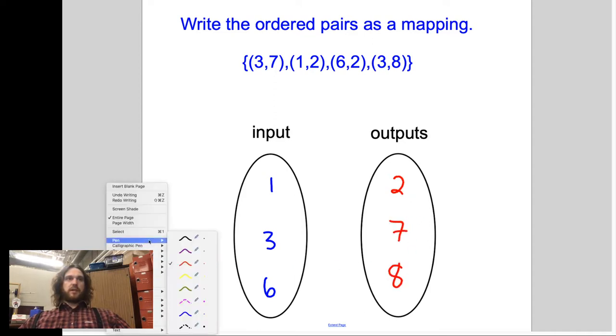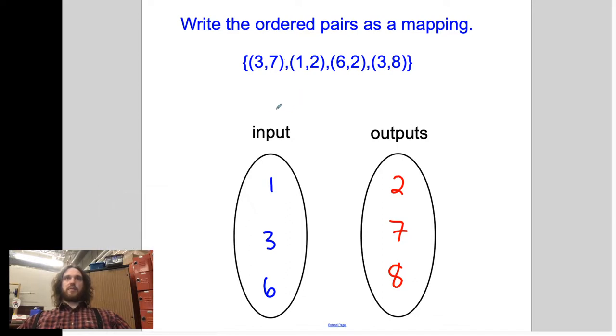And now let's take a look at the arrows. Even though there are 3 inputs and 3 outputs, there are going to be 4 arrows. So there's an arrow for each point. So 3 maps to 7, 1 maps to 2, 6 maps to 2, and 3 maps to 8.